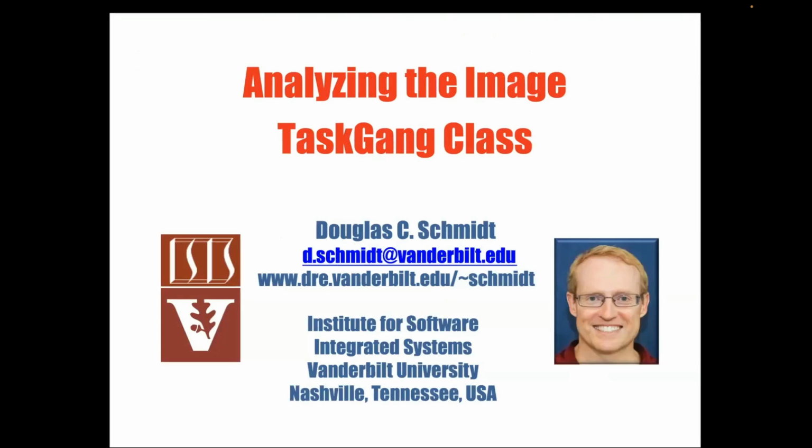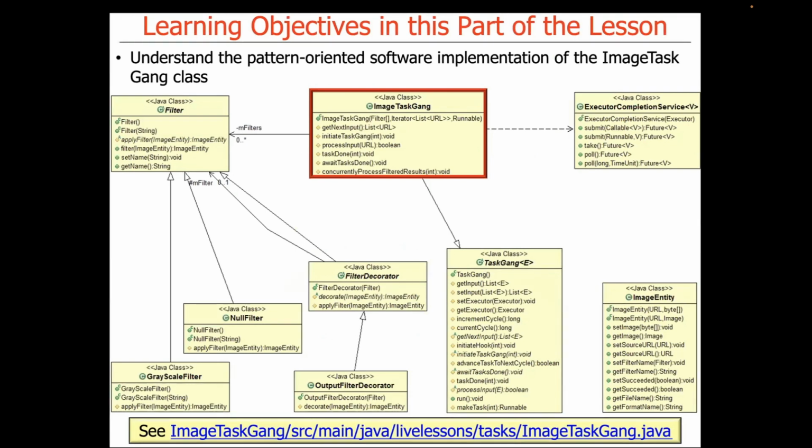So now that we've talked about the implementation of the TaskGang class and walked through that, that's the abstract superclass. Now let's take a look at the ImageTaskGang class. And as you may imagine, that's going to extend TaskGang, and it's going to fill in a whole bunch of the abstract methods in TaskGang in order to actually do this image processing concurrently using the executor completion service.